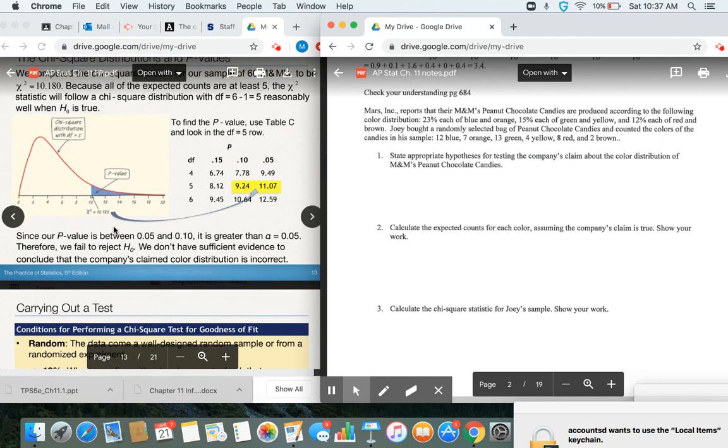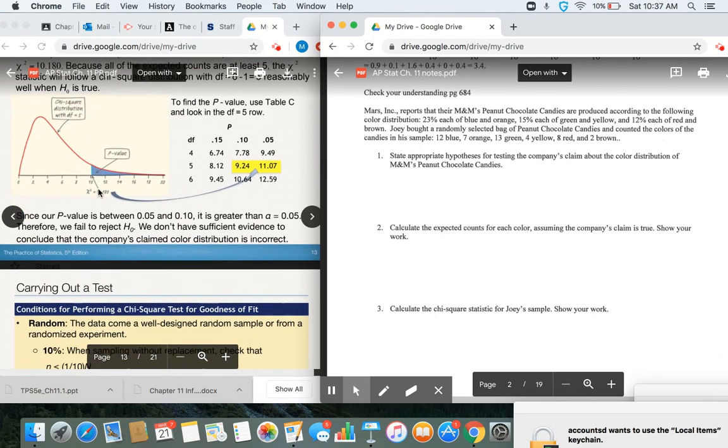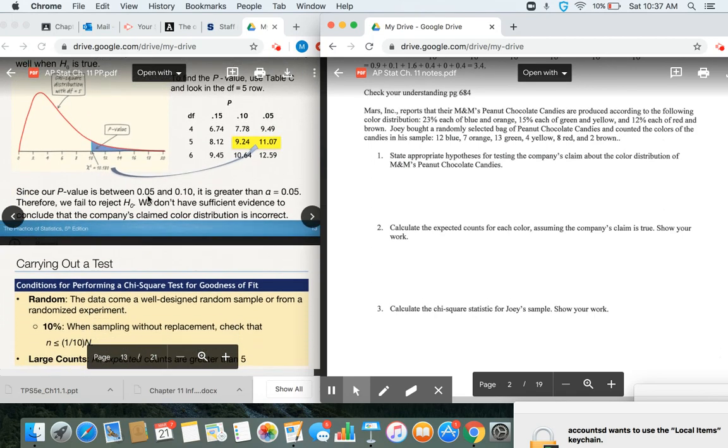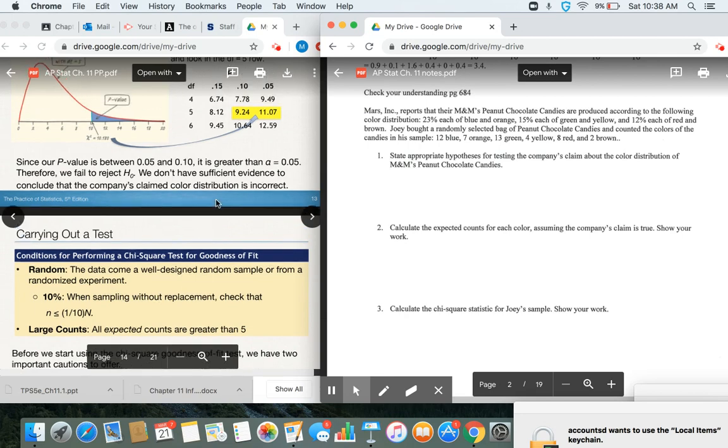In this case, depending on what we would get for our p-value, which I think was a number between 0.05 and 0.10, and if we're testing at a 5% significance level, and we got a number that was higher than 0.05, we know that we're going to fail to reject. We don't have convincing evidence to say that Mars's color distribution is incorrect, all right?